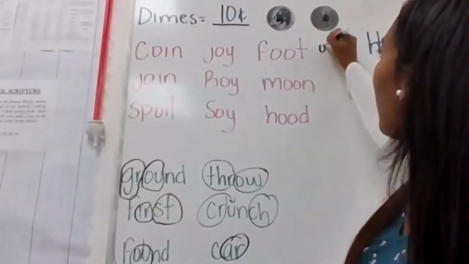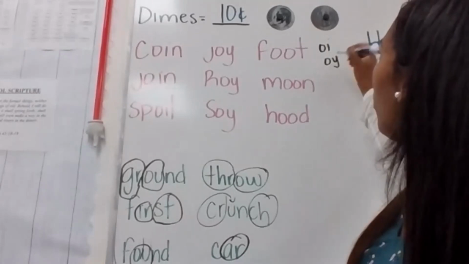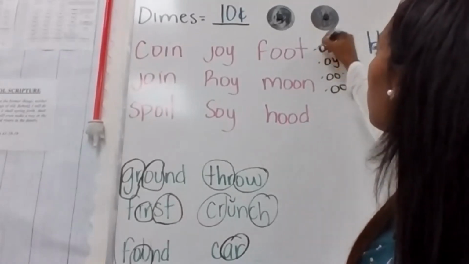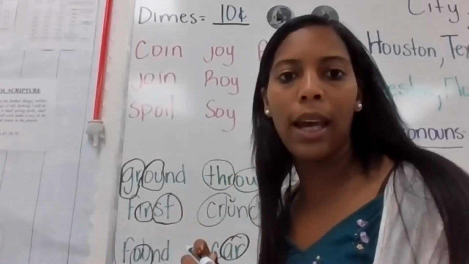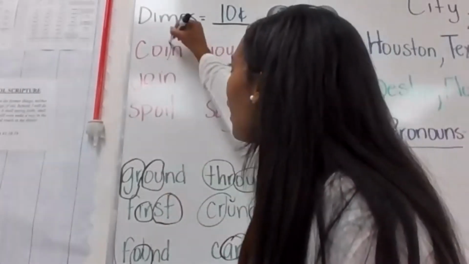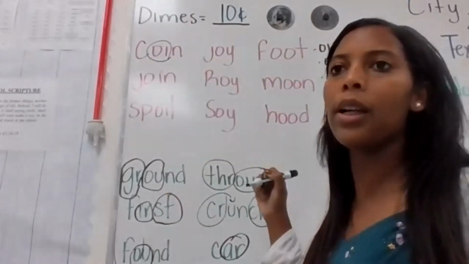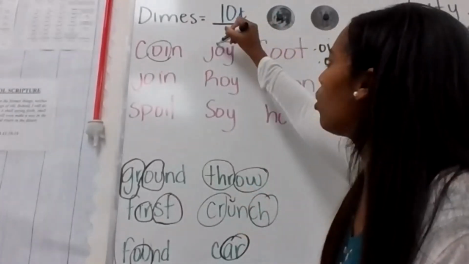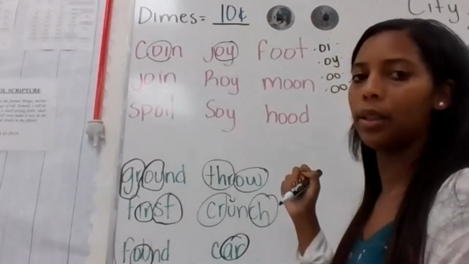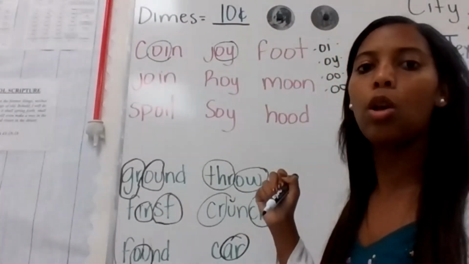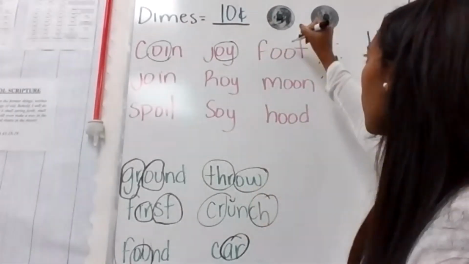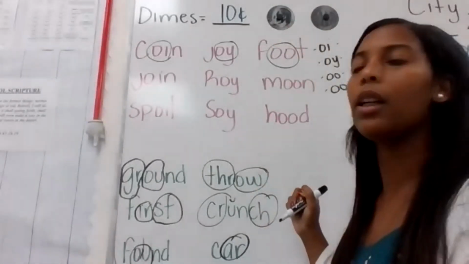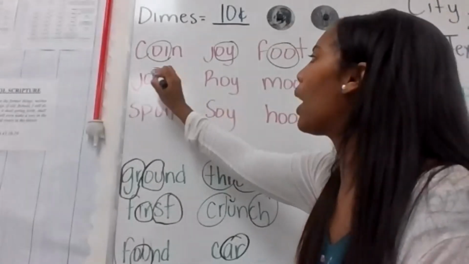So we're learning O-I, oi, O-Y, oi, O-O. These are the sounds that we're practicing today. Okay, so look at the first word, O-I, oi. Can you tell me the word? Coin. Next, O-Y, oi. What's the word? Joy. Thank you, Dennis. Next one, O-O. What's the word? Foot. Good.